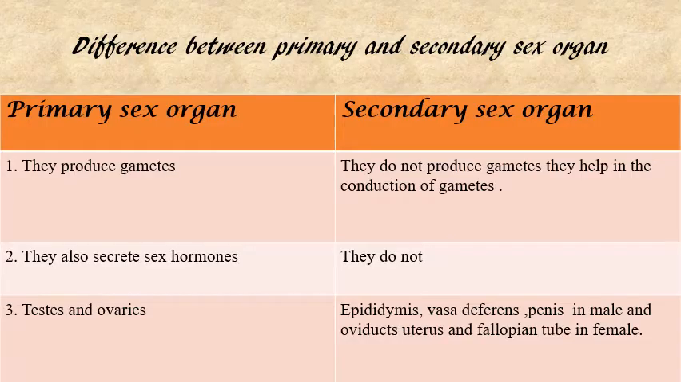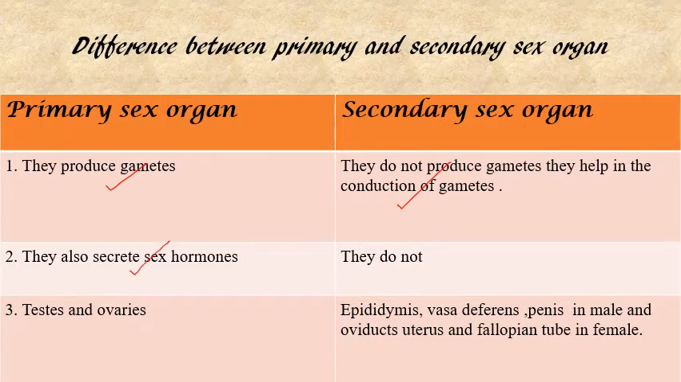Before going through the male reproductive system, I have told you in my previous video the difference between primary and secondary sex organs, and here I have written some of the differences. Those sex organs that are responsible for the production of gametes are the primary sex organs, and those that are not at all involved in the production of gametes but help in the conduction of the produced gametes are the secondary sex organs.